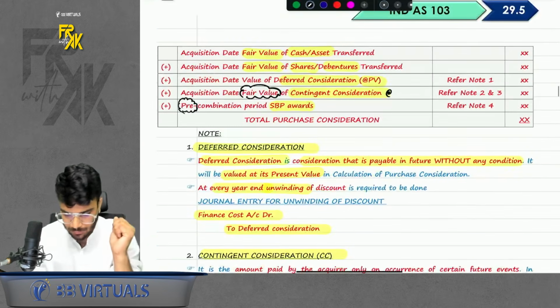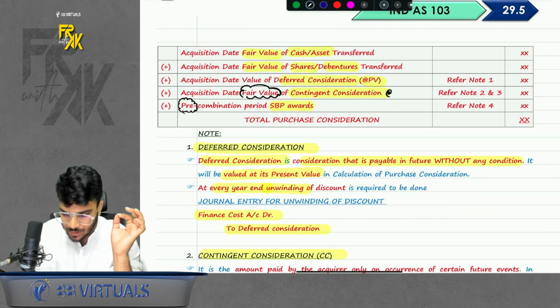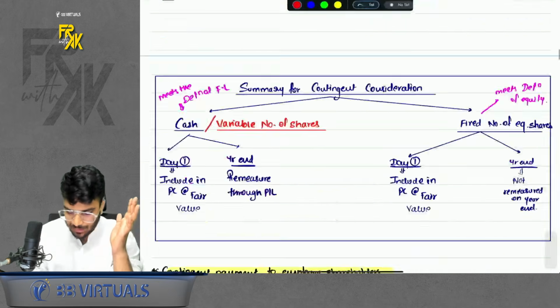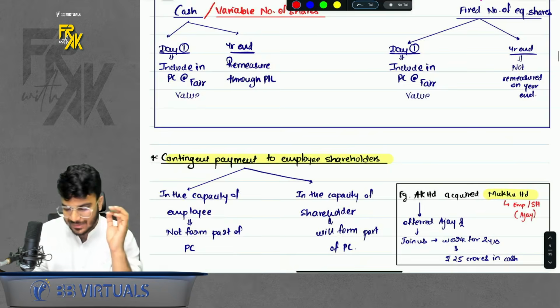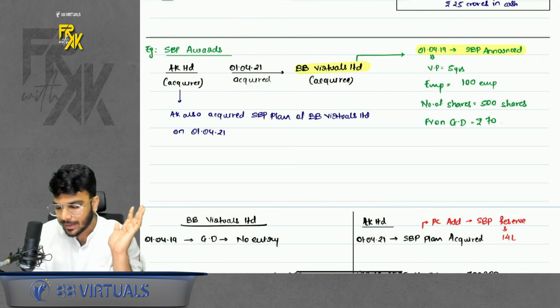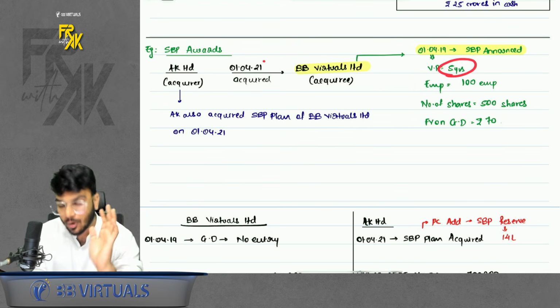Okay, do remember. Next part, one last point which will come in PC is the pre-combination SBP award. Now what is the meaning of pre-combination SBP award? So sometimes what happens is the selling company had an SBP plan which was ongoing. So let's say it had a plan from 1st April 19 which was ongoing, which was of 5 years.